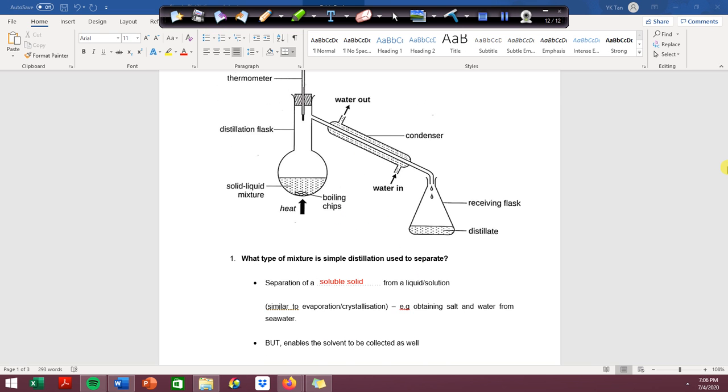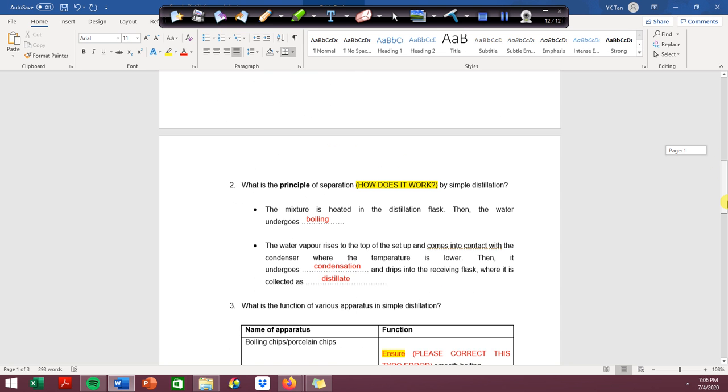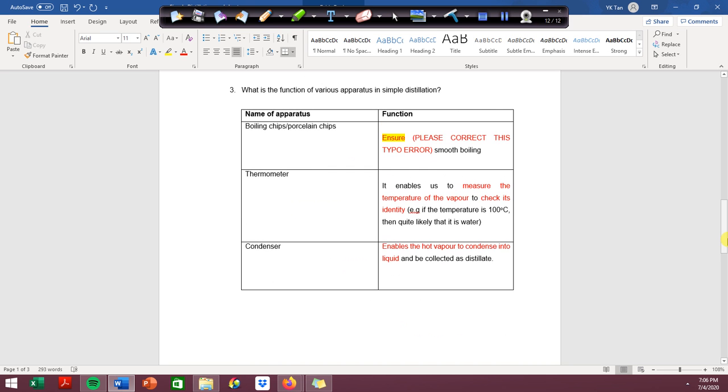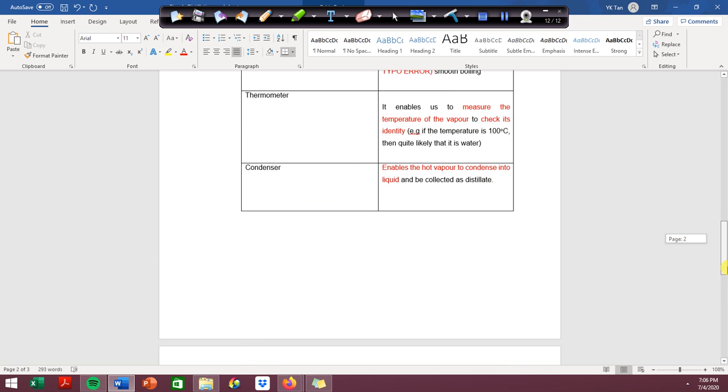Okay, so to summarize, for distillation, what you need to know is firstly, the type of mixture that simple distillation is used to separate, which is the separation of a soluble solid from a liquid or a solution. Next, the principle of separation via simple distillation. You should be able to tell me that boiling and condensation take place in simple distillation. Thirdly, you should be able to tell me the functions of various apparatus in simple distillation.